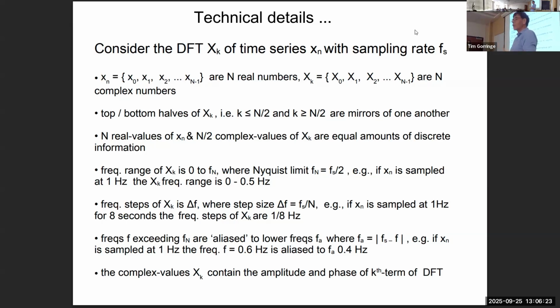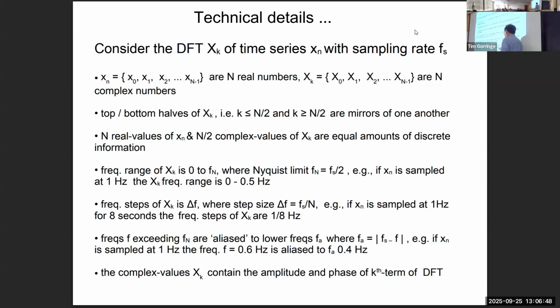If you collected 80 data points, you'd have a 10 times finer frequency spectrum. If you collected 800 data points, you'd have 100 times finer frequency spectrum. So the number of data points you collect will determine the granularity, the coarseness or fineness of your frequency spectrum.